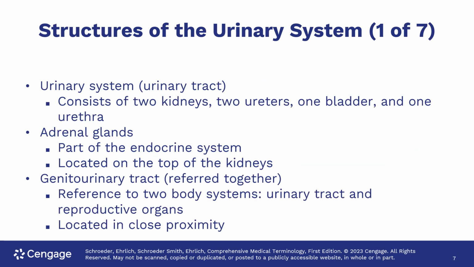The urinary system is made up of 2 kidneys, 2 ureters that lead into 1 bladder with 1 exit tube called the urethra. The adrenal glands are part of the endocrine system, but sit on top of the kidneys. The genitourinary tract is often referred together as both the tracts, urinary and reproductive, are next to each other.